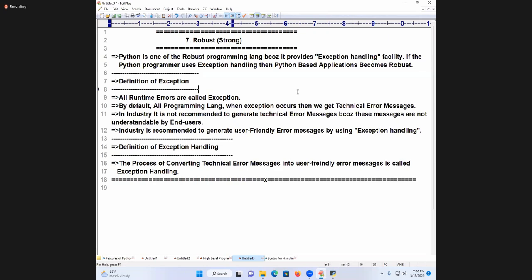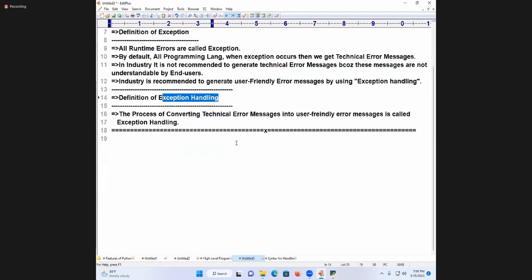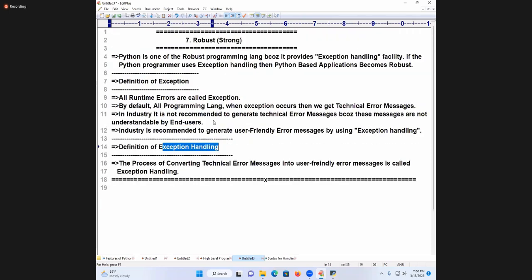C++ languages are weak. Why? It doesn't contain which facility? Python contains which facility? When you use exception handling in your project, you are converting which messages? Technical error messages into user-friendly error messages. Hence, is your project strong or weak?